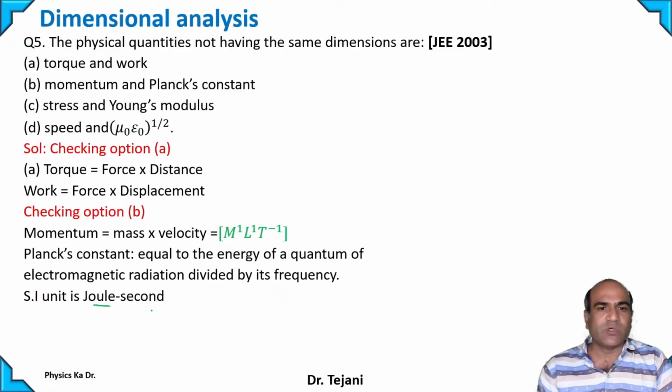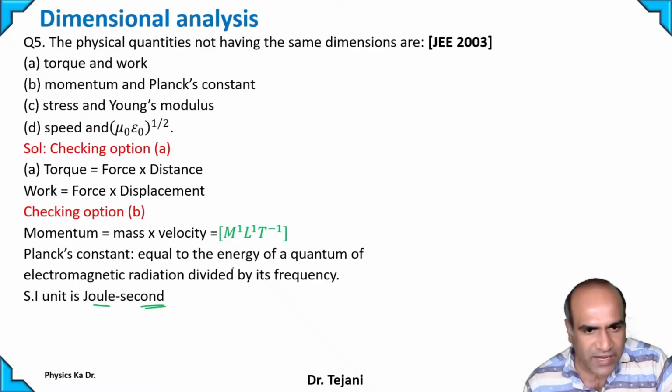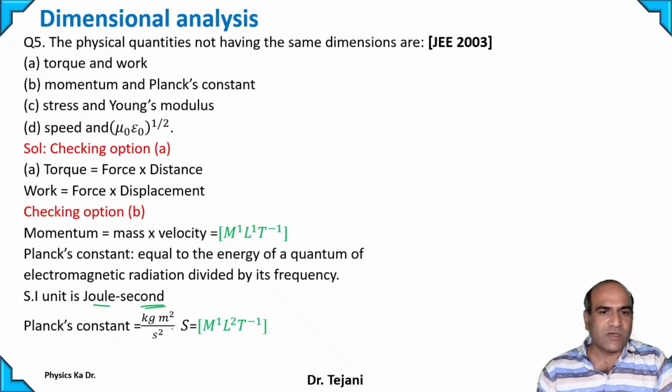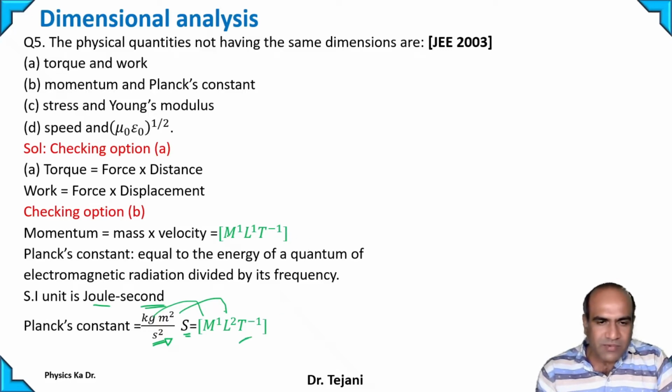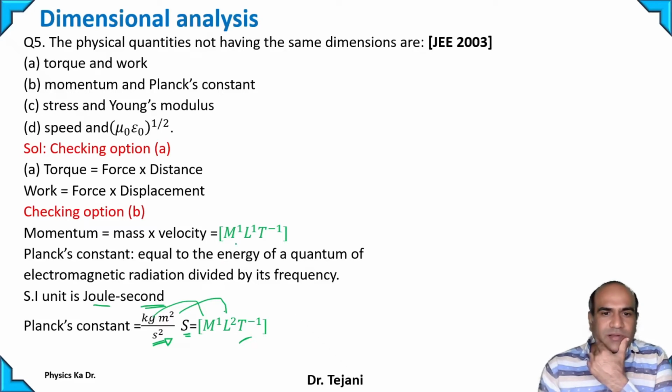Energy is measured in terms of joule, time in terms of second, and Planck's constant, that is energy, is kilogram meter square by second square. You just need to remember the energy equation, and multiply by second. So it becomes M power 1 kilogram, for the distance L power 2, and T power minus 1. Compare here. Answer number B is matching. Yes, there may be some error. Fine.